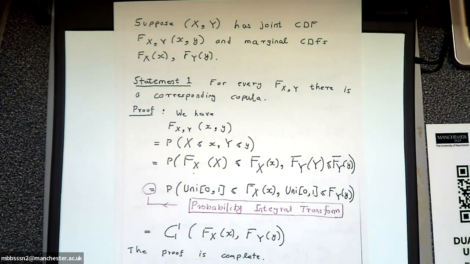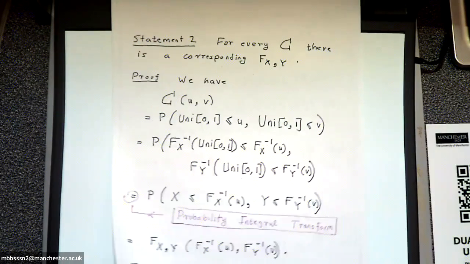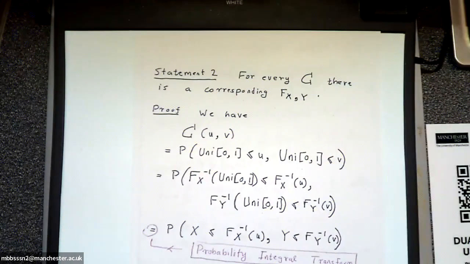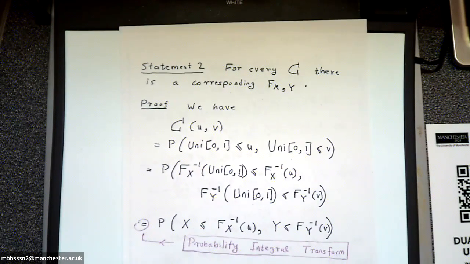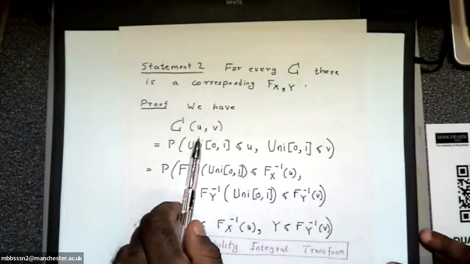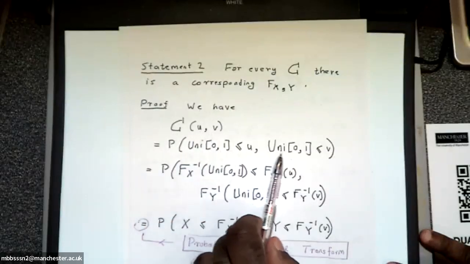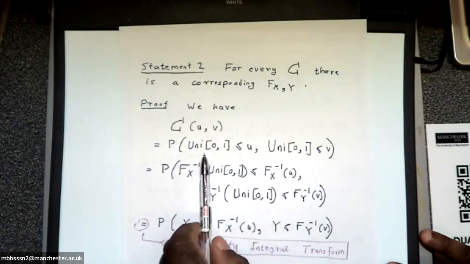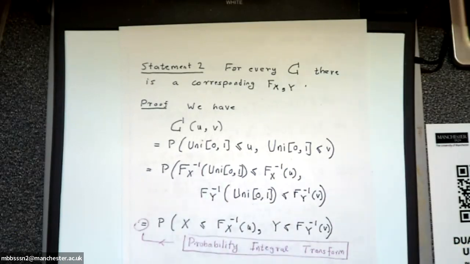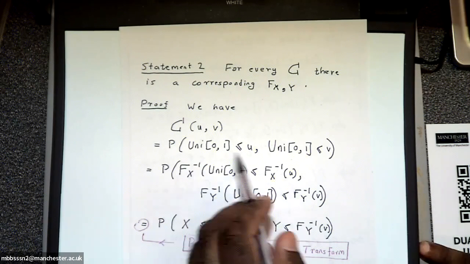All right, so this is statement one. Statement two is this: for every copula C, there is a corresponding joint CDF of X and Y. To prove this, you start with C of (u, v), which by definition is this. Remember, the definition of a copula is a function from the unit square to the unit interval with uniform marginals. So it's this. What you have is this.